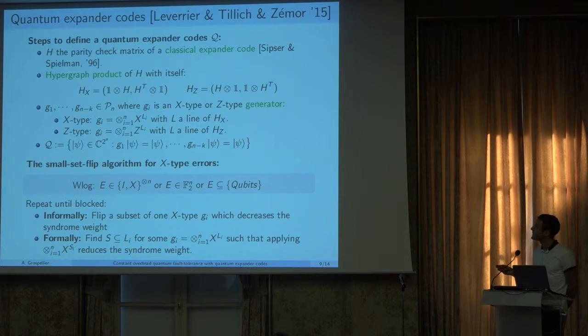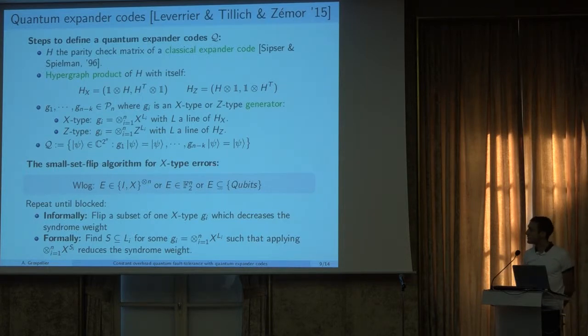Then we define the generators of the code in the following way. So we define X-type and Z-type generators. For example, the X-type generators are defined using HX. For each line L of the matrix HX, you define an operator which applies an X-Pauli matrix on the qubits where there is a 1 on the line L. In the same way, we define Z-type generators for the code. And finally, the quantum code is defined as a stabilizer code, so it is defined as the set of all the quantum states which are stabilized by the n-k generators.